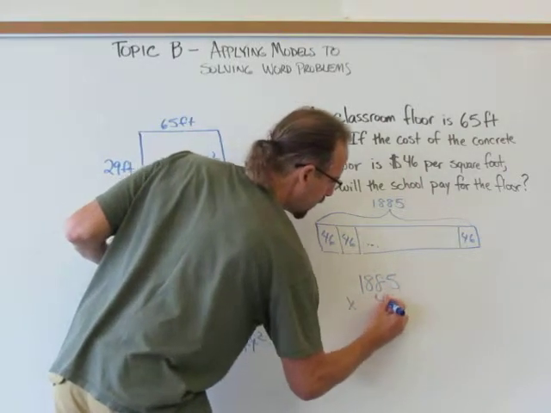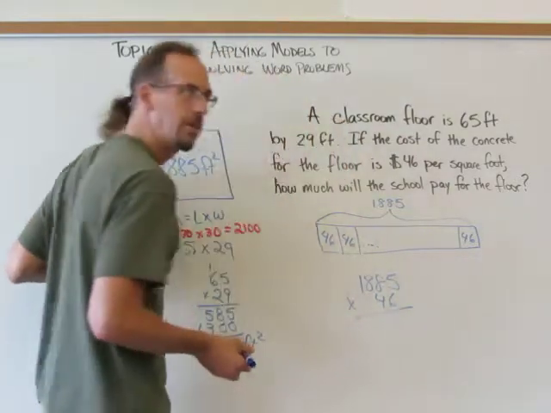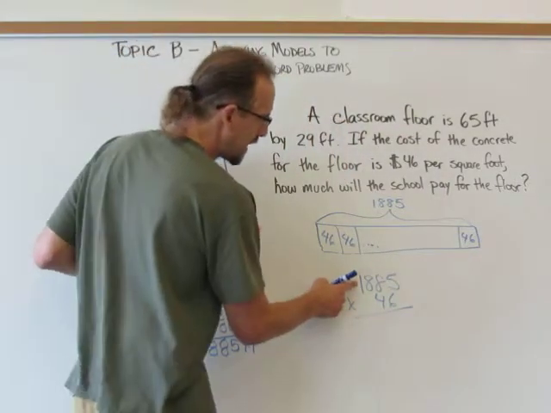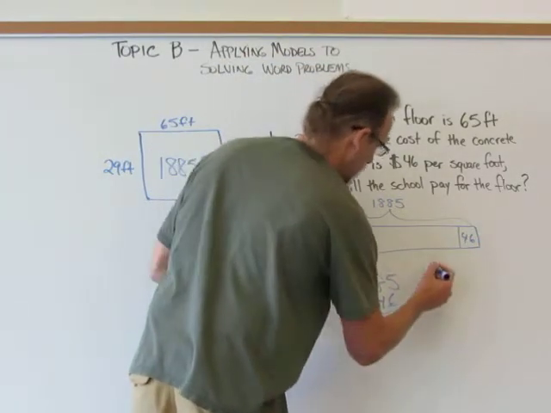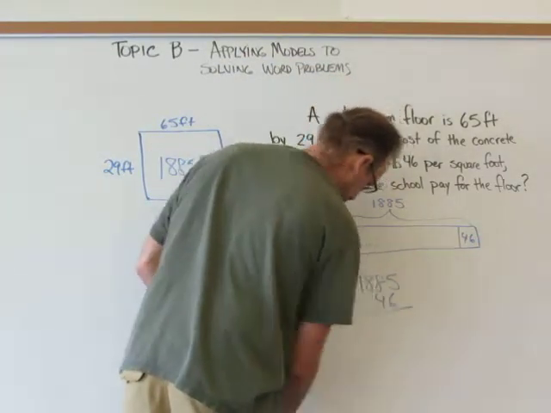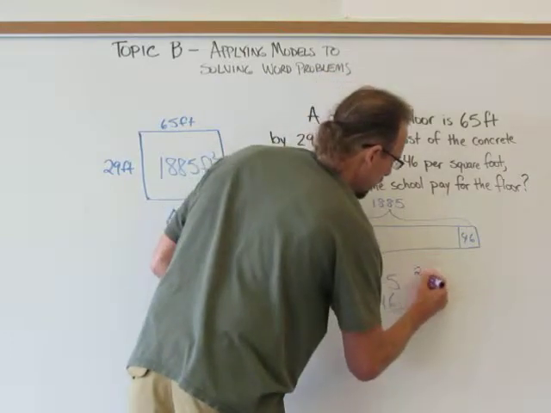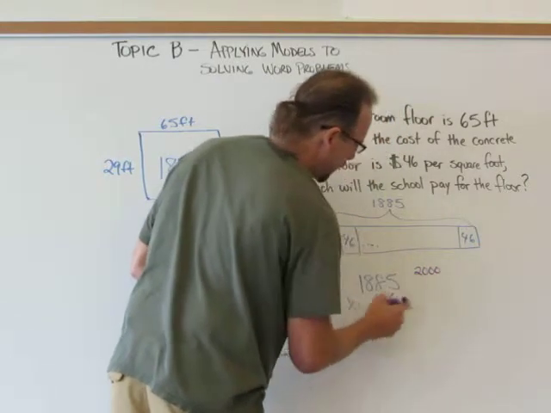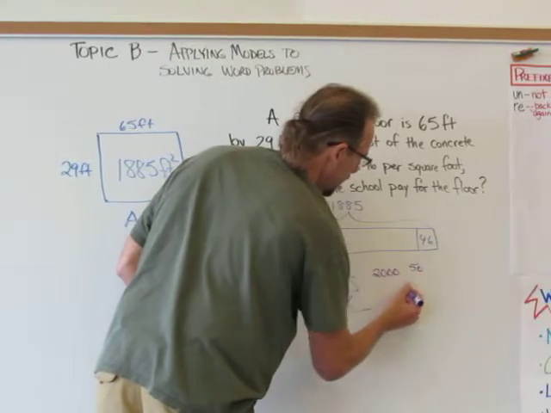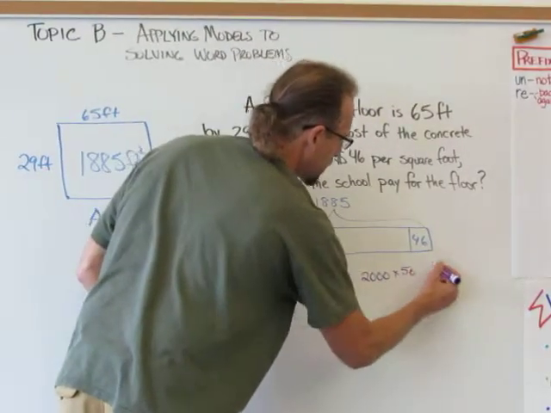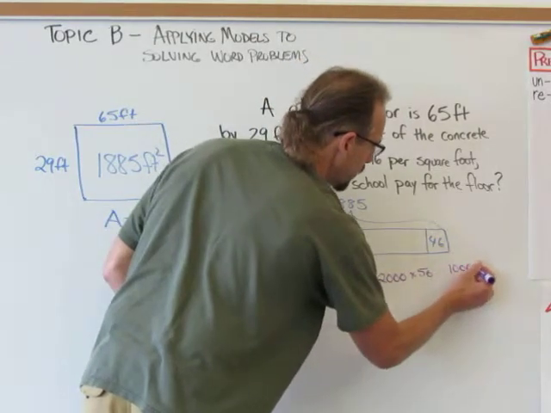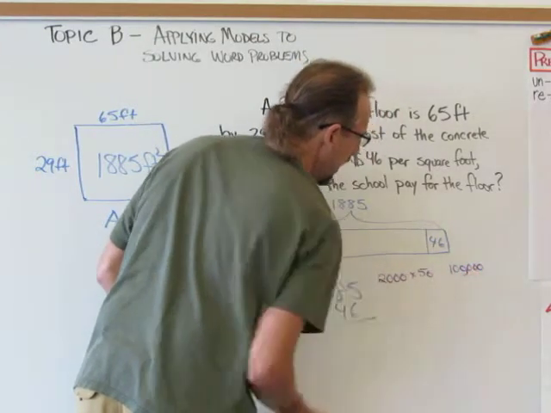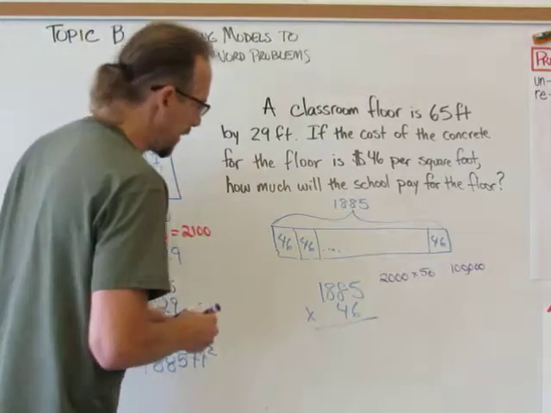And then I'm going to write that problem and try to figure out what it is. 1,885 times 46. But of course I'm going to estimate first. 1,885 is very close to 2,000, and 46 is close to 50. 2 times 5 is 10, and I'm going to move it over 1, 2, 3, 4 places. I should be close to 100,000 when I'm done.